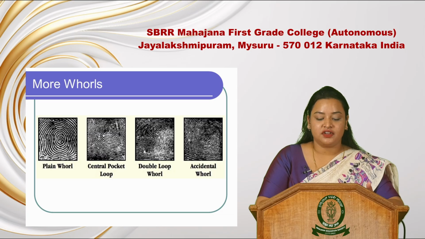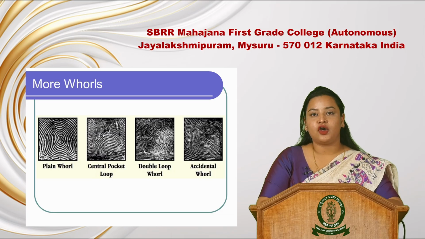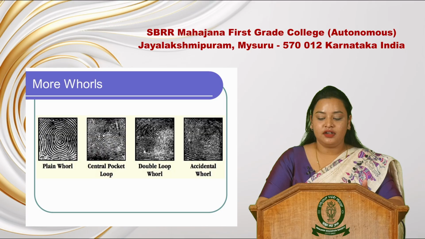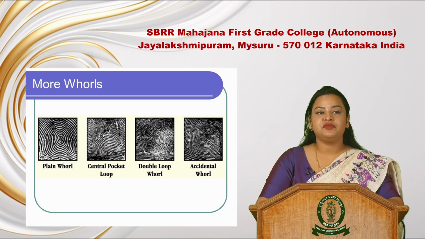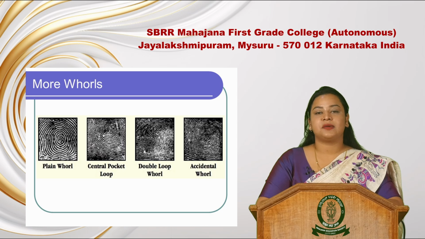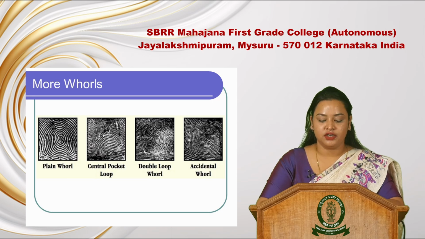Next is the individual characteristics. Under whorl we are observing plain whorl, central pocket loop, double loop, and also accidental whorl. Accidental whorl: sometimes if you are observing a fingerprint, you will find a whorl with different types of characteristics which has not been seen before. So we call it an accidental whorl.